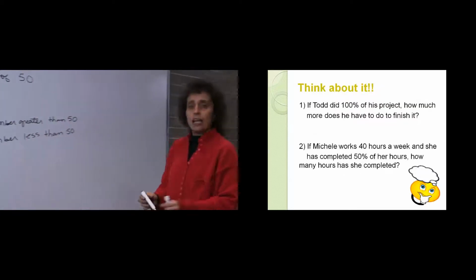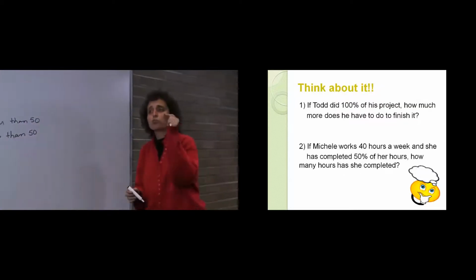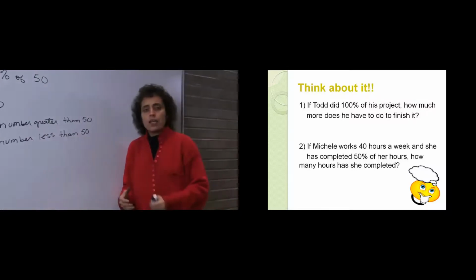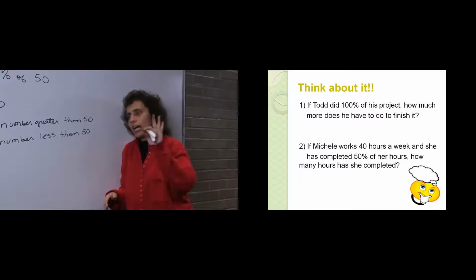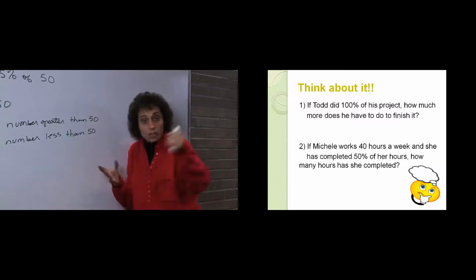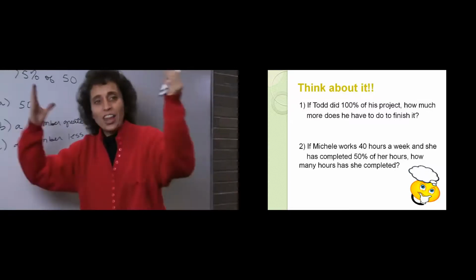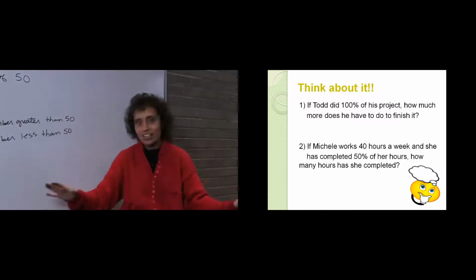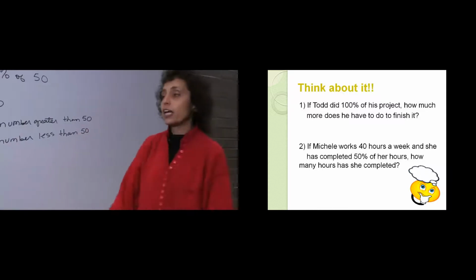If Todd did 100% of his project, how much more does he have to do to finish it? Well, if you do 100% of something, let's go to a test. If you get 100% of your test correct, how many questions did you get correct? All of it. 100% means the whole thing, okay? So if Todd did 100% of his project, he has nothing left to finish it. He is done.